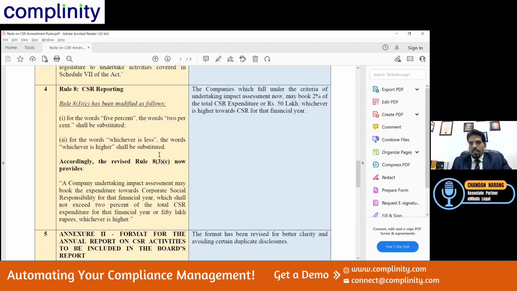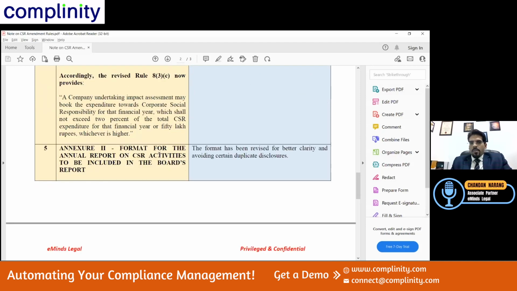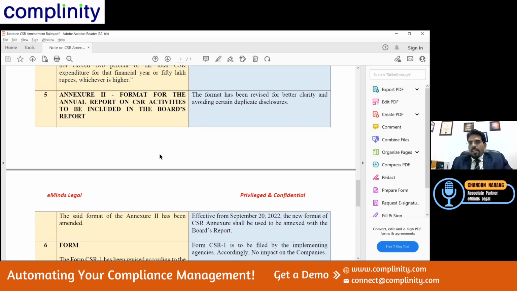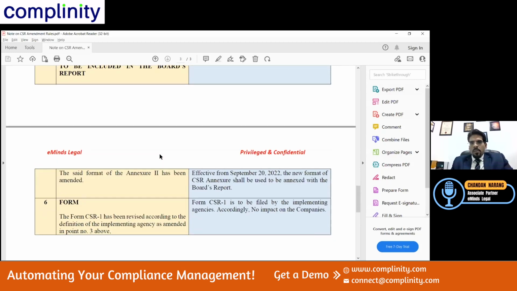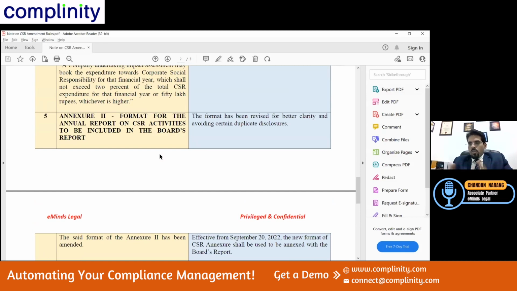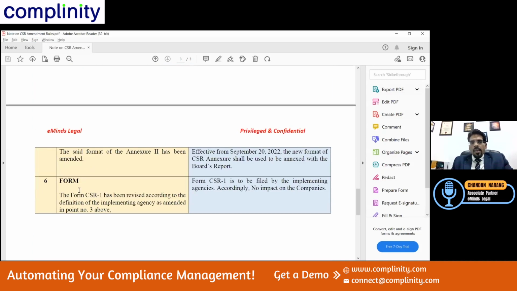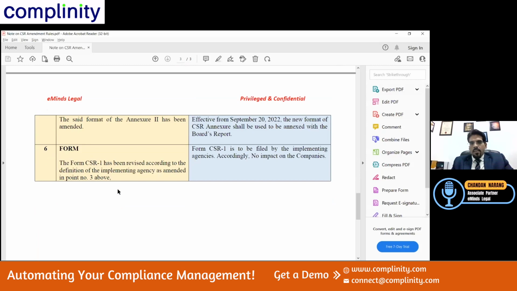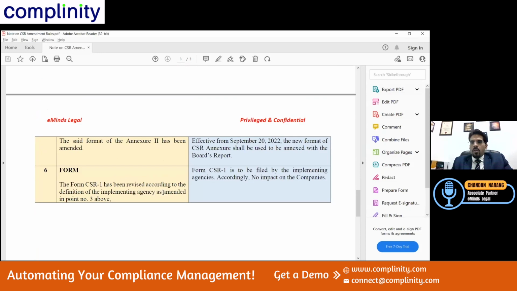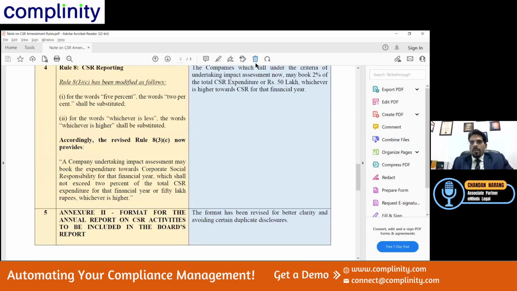as a CSR expenditure. The final major amendment is with respect to change in Annexure 2. So in this Annexure 2, the details about projects, etc. have been dispensed with because they have now come up with Form CSR 2. Lastly, CSR 1 has been revised to give impact of Section 10(23C) education institutions, which was earlier not coming there. So these were the major amendments which came up in September 2022.